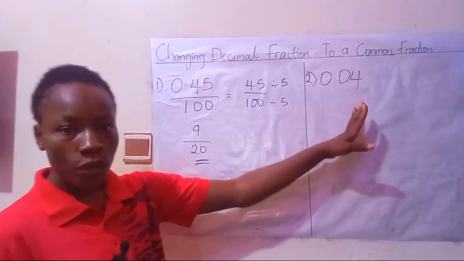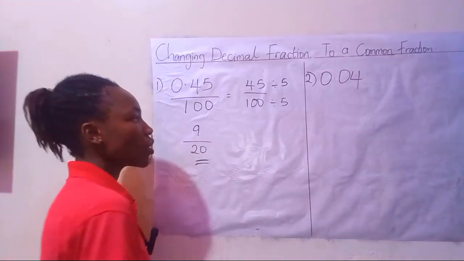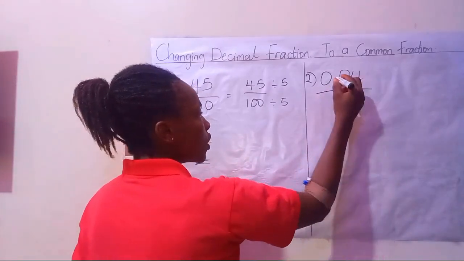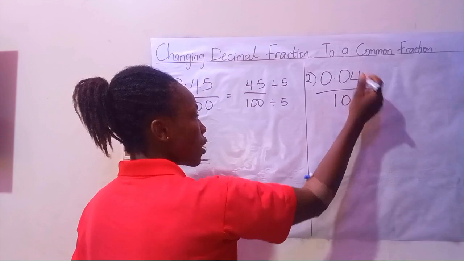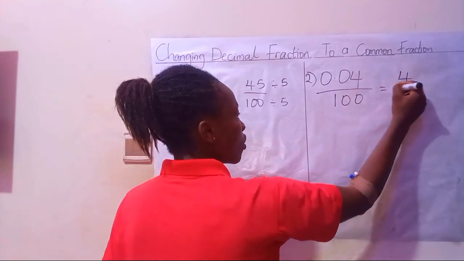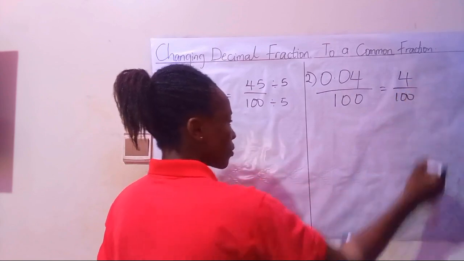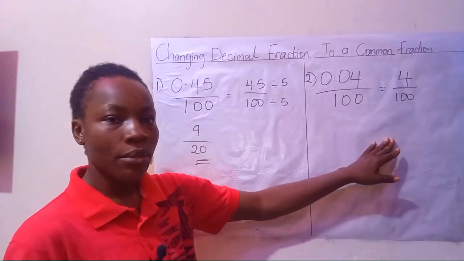So let's also express this one as a common fraction. Still the same way, point has 1, this 0 will be 0 and 4 will be 0. So now we have 4/100. Right? So let's reduce it to its lowest term.